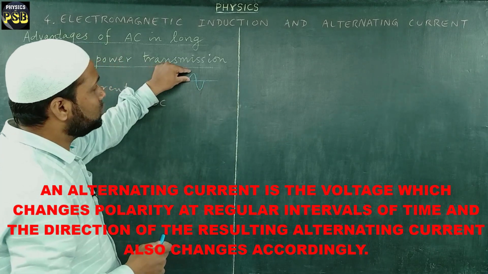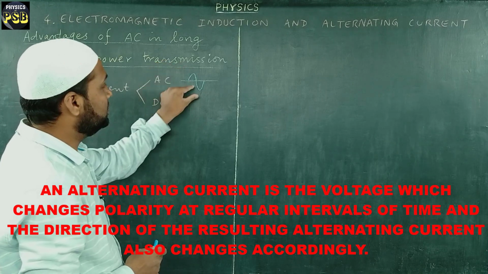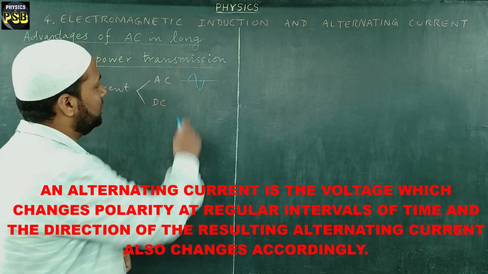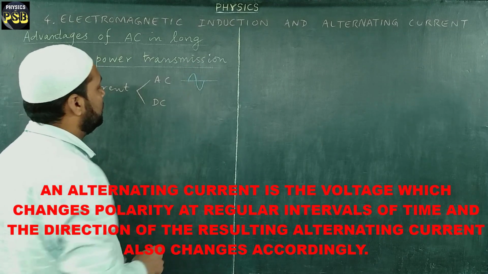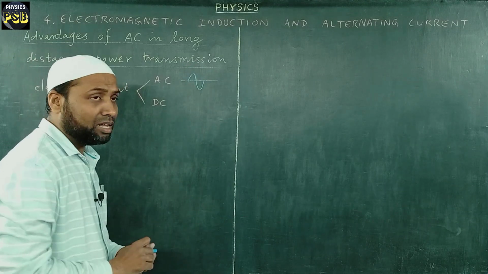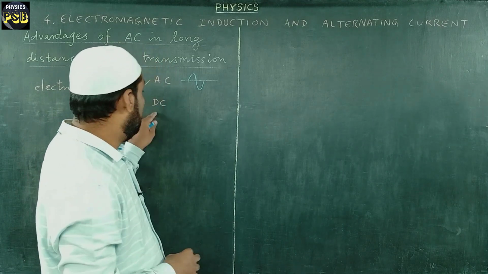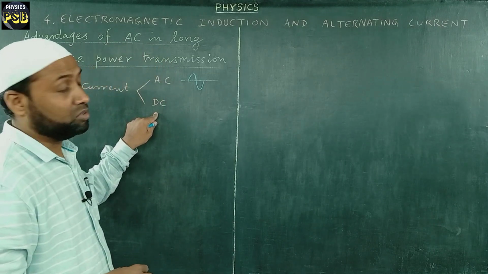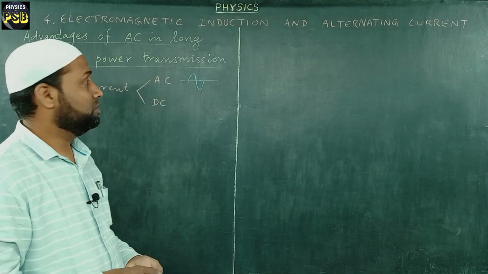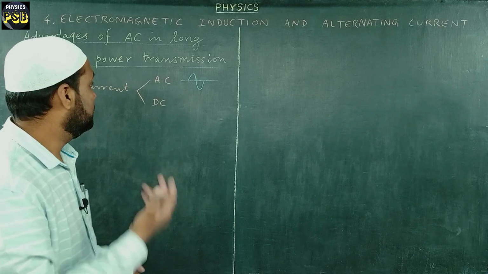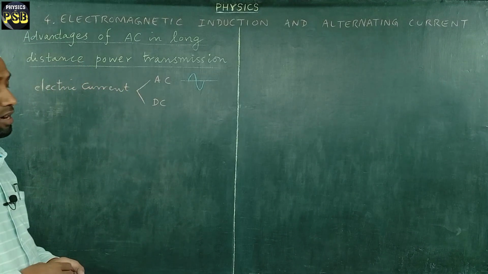This is the positive portion of this wave. This is the negative portion of this wave. Now, as you can see, it varies continuously with the time. Whereas in case of direct current, the polarity is fixed. And direct current has zero frequency, whereas alternating current has some frequency. It may be 50 or 60. This is all about the alternating current and direct current.